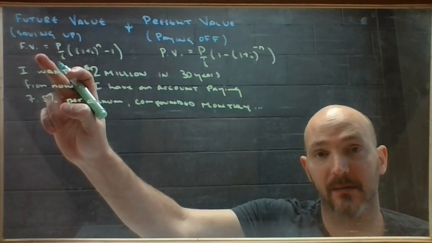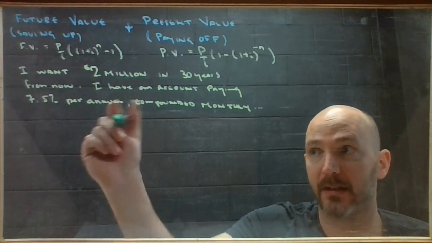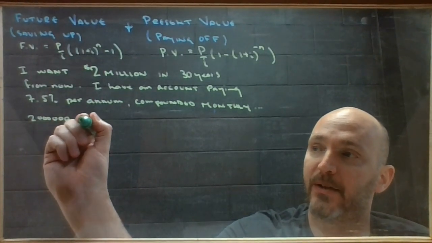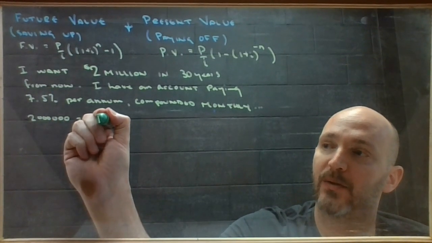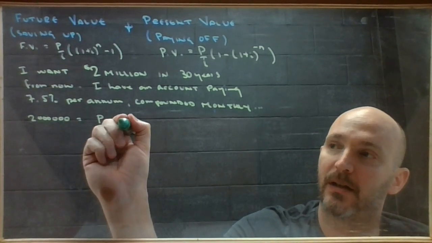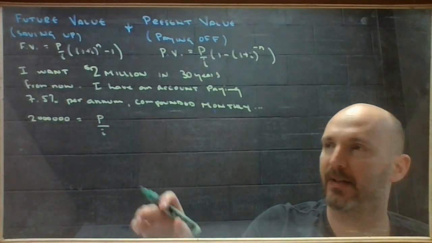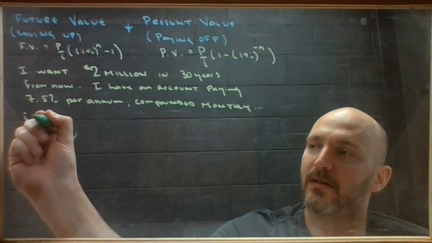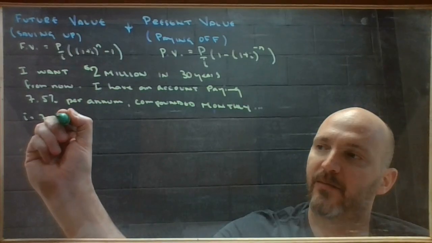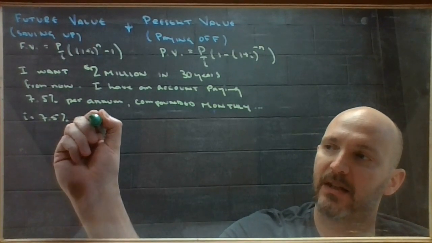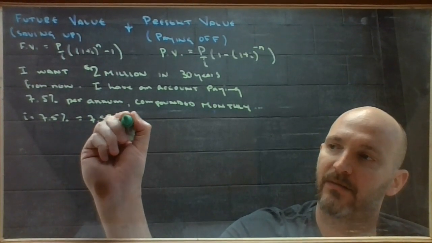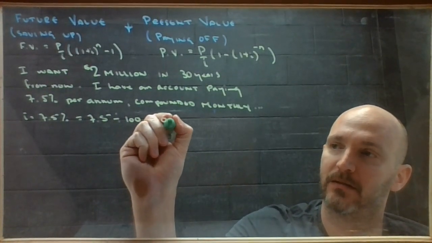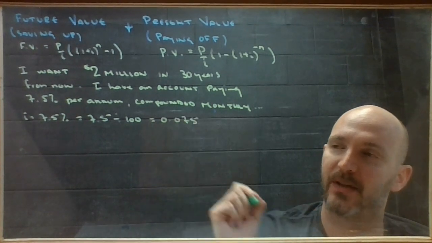So I need this because I'm saving up to this massive amount of money. So $2 million is my future value. I don't know the payment. I'm going to need the i value, so before I write that down, I should get the i value. So i was 7.5%. Percent just means divide by 100. I'm sure you're tired of listening to me say that by now. That gives me 0.075.